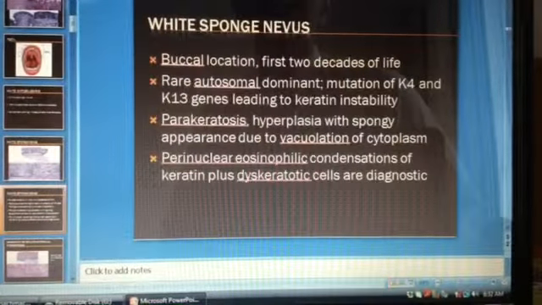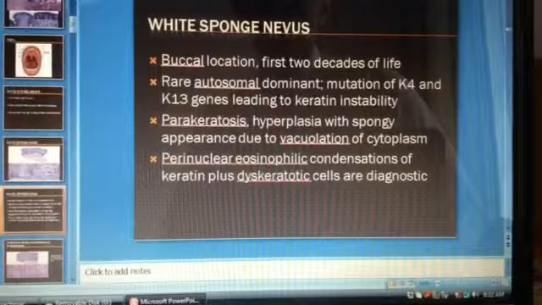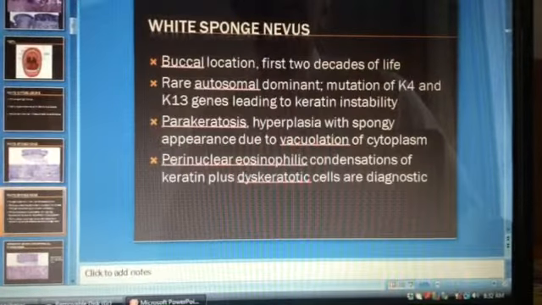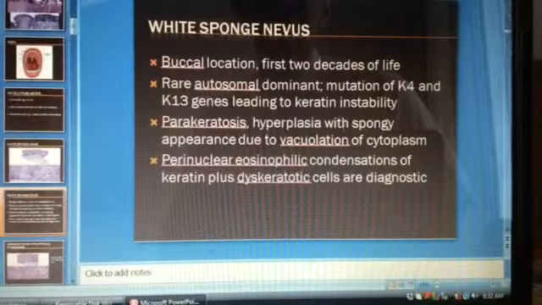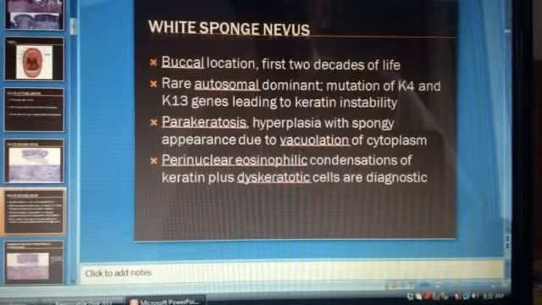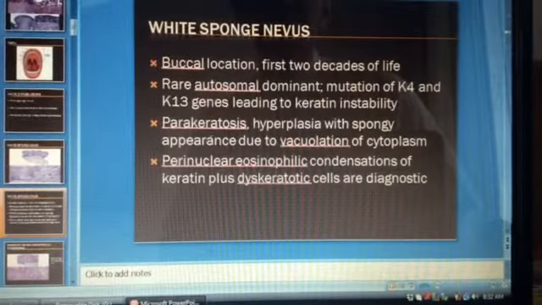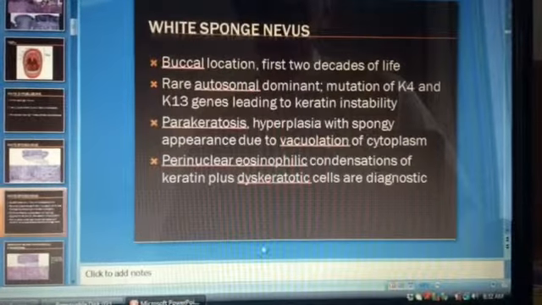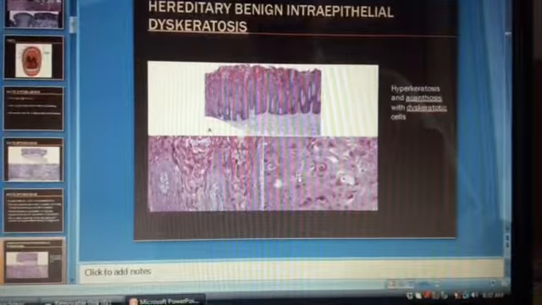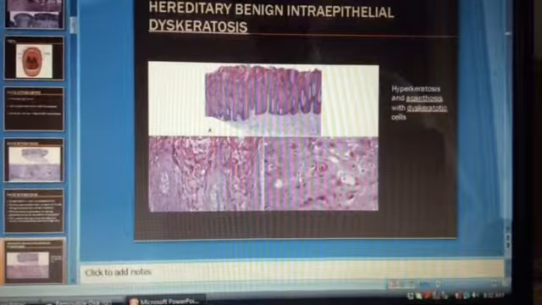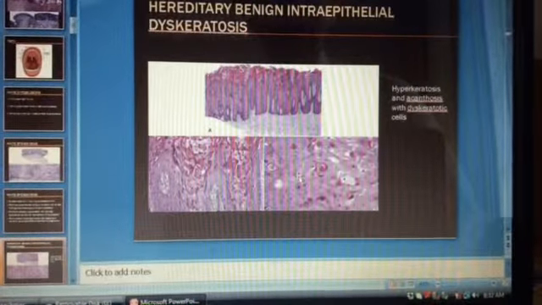It usually appears on the cheek in the first few decades of life. This is a very rare autosomal dominant disorder which has these mutations and is associated with this kind of slight hyperparakeratosis, spongy appearance, and so forth that we just saw on those images. The hereditary benign intraepithelial dyskeratosis has somewhat of a similar appearance.